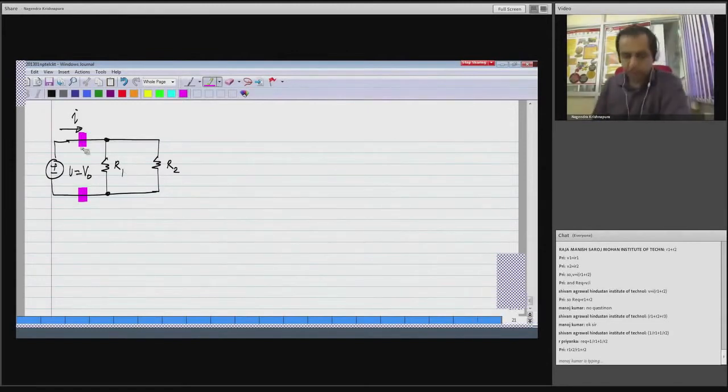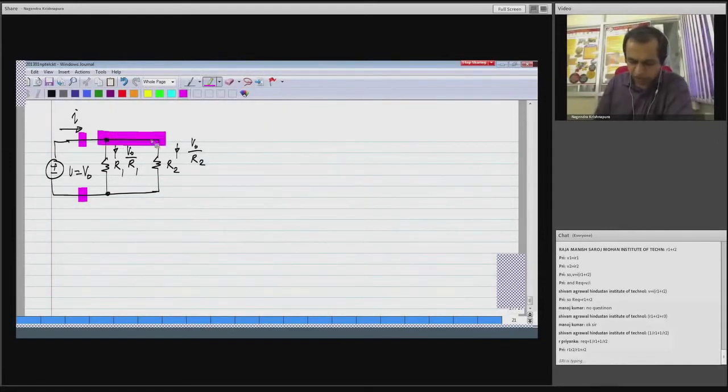Now it's clear that this voltage V0 appears across R1 as well as across R2. So this current here would be V0 divided by R1. The current through R2 would be V0 divided by R2. And by applying KCL at a node, we get the total current to be V0 by R1 plus V0 by R2.